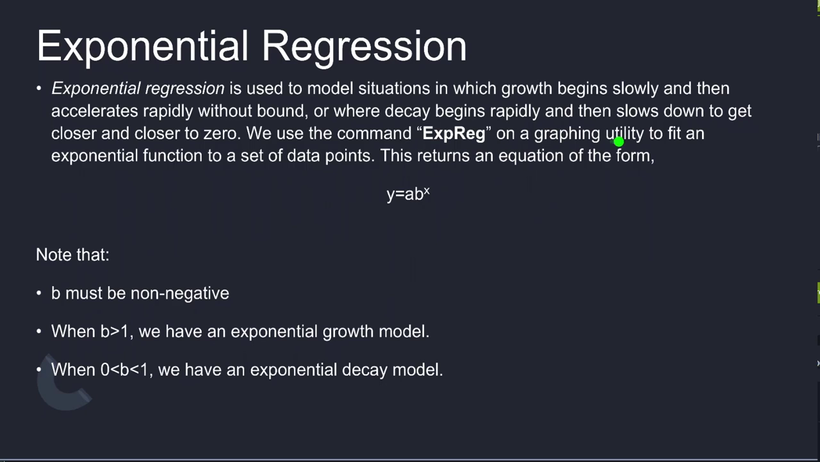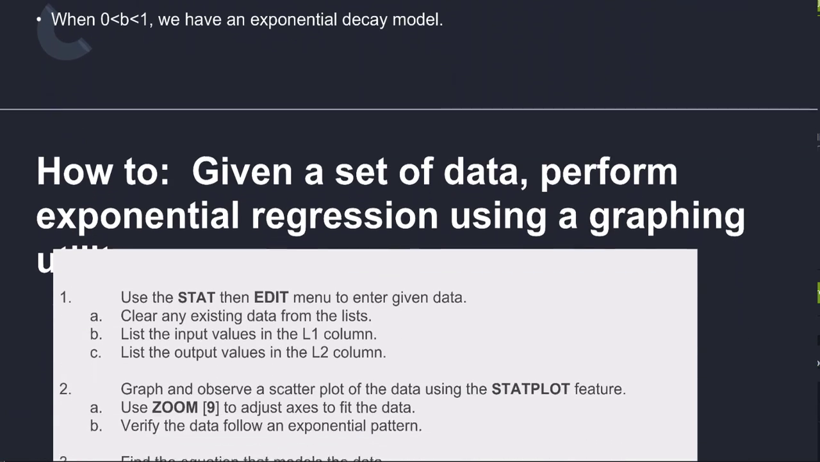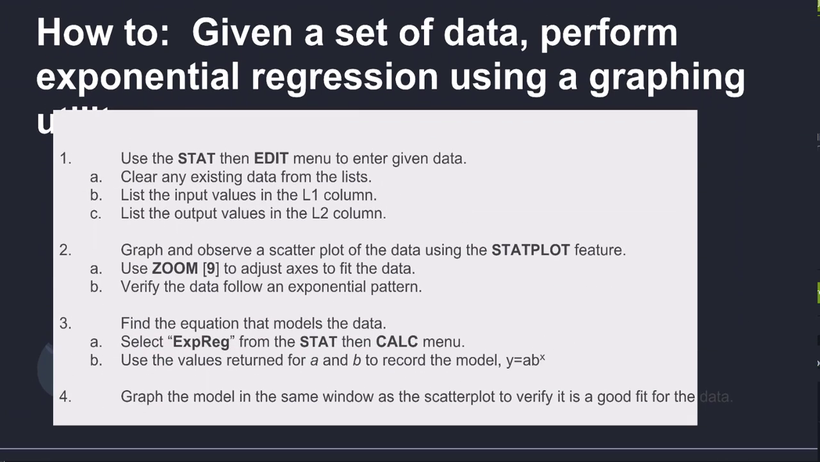This returns an equation of the form y equals a times b to the x power. A couple things to note: b has to be non-negative. It can't be negative. When b is greater than 1, we have exponential growth, and when b is between 0 and 1, we have exponential decay. That follows what we learned about exponential functions. So now, given a set of data, perform exponential regression using a graphing utility.